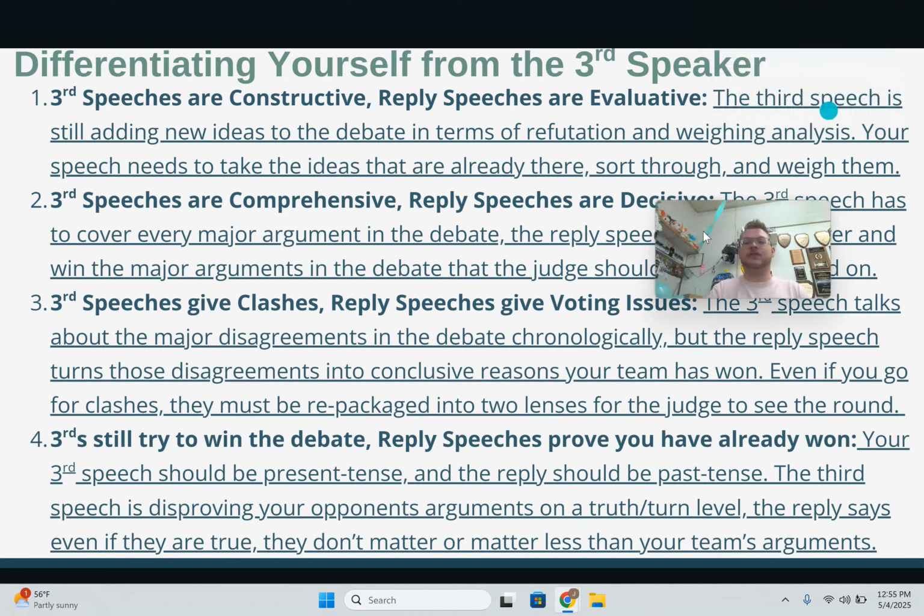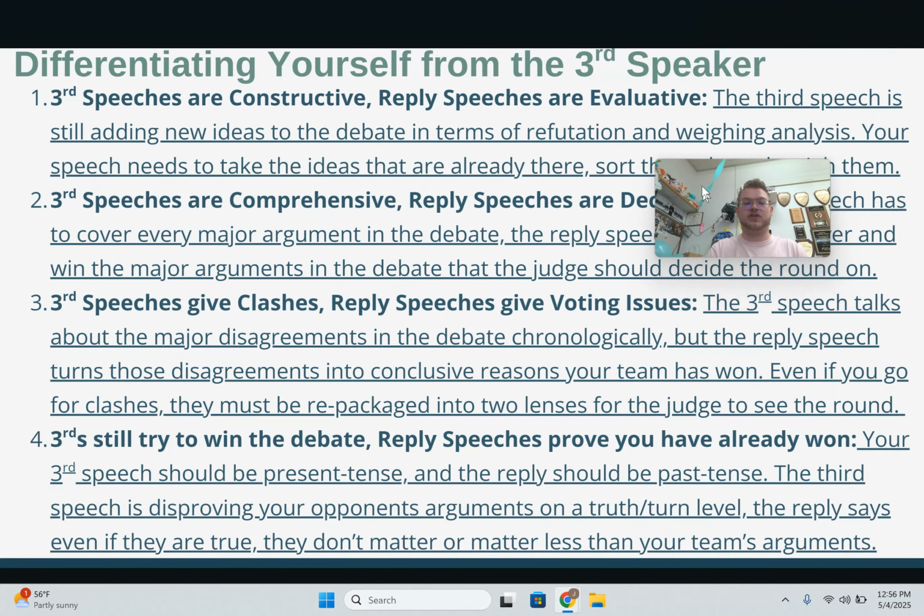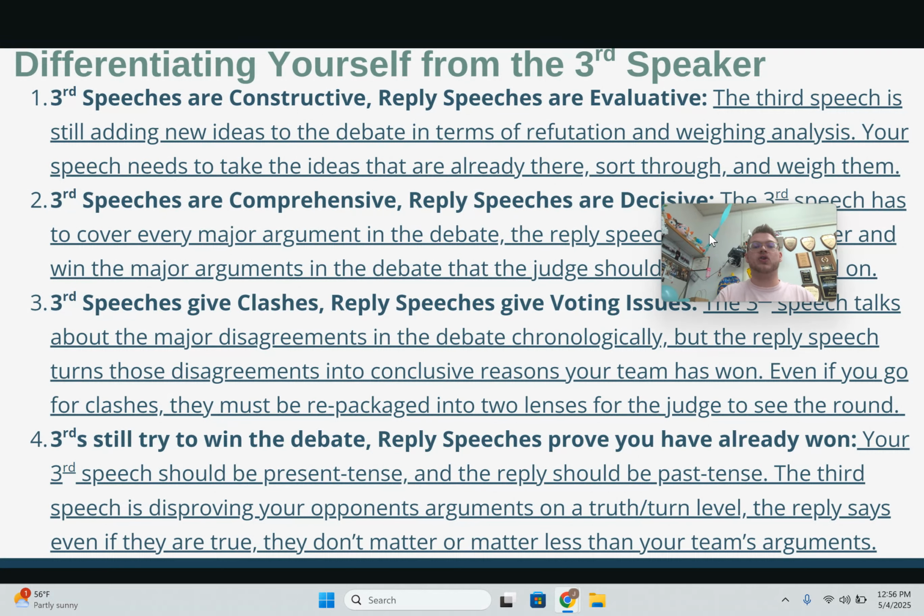Next, how do we differentiate ourselves from our third speakers? There are 4 things that we can see different between thirds and replies. The third speeches are constructive, the reply speeches are evaluative. Thirds are still adding new ideas to the debate in terms of refutation and weighing analysis, even if they don't make new substantive arguments. Your speech needs to take the ideas that are already there after the first 6 speeches, sort through them, and weigh them in order of importance.